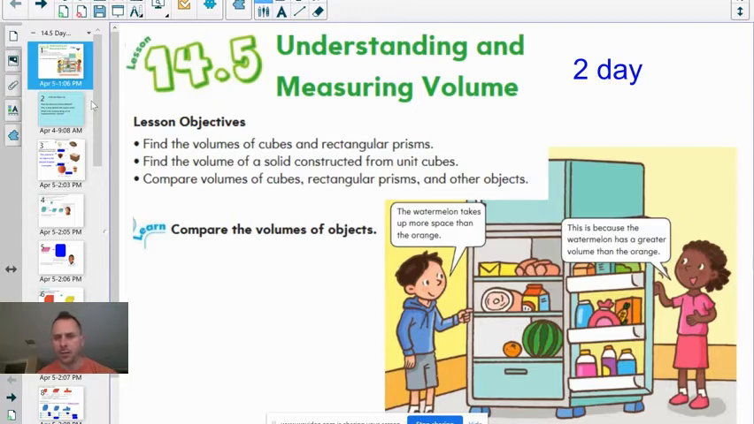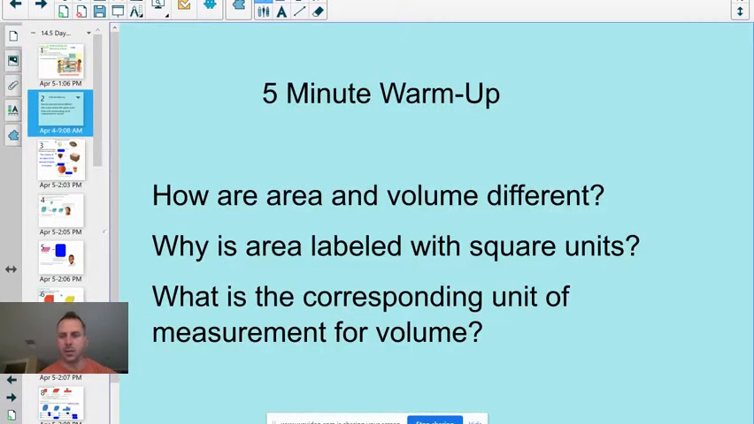So evaluating this conversation here, watermelon takes up more space than the orange. This is because the watermelon has a greater volume than the orange. So that image just has the two kids there looking at the refrigerator. And of course, the whole refrigerator and freezer, they have the capacity for volume. So if we were in the classroom, we would talk about how area and volume are different.